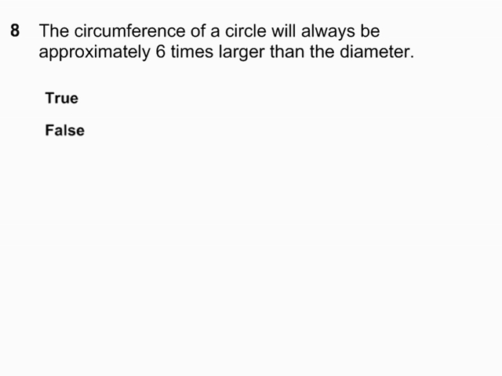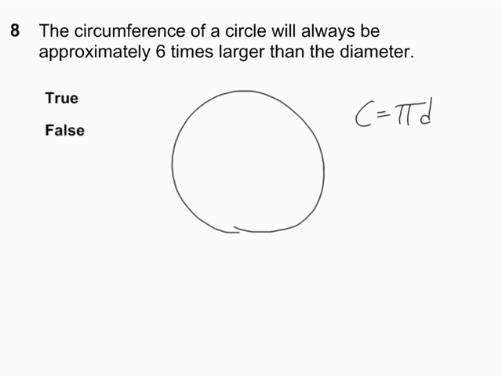Question 8 in true false is the circumference of a circle will always be approximately 6 times larger than the diameter. 6 times larger. Well, let's just see that. So we know that the circumference of a circle is equal to pi multiplied by the diameter, right? So let's just make up one here. So let's put approximately 3, and let's make up a diameter of a circle. Let's make a diameter of 10 meters. Okay, so we'll put 10 in there and see what the circumference is.